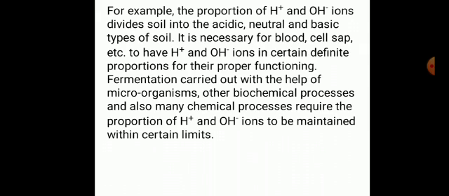The proportion of H+ and OH- ions divides the soil into acidic, neutral and basic types of soil. If H+ ion concentration is more, then the soil becomes acidic. If OH- ions are more, then the soil becomes basic. And if there is an equal proportion of H+ and OH- ions, then the soil becomes neutral. So the concentration of H+ and OH- ions will decide whether the soil is acidic, basic or neutral in nature.